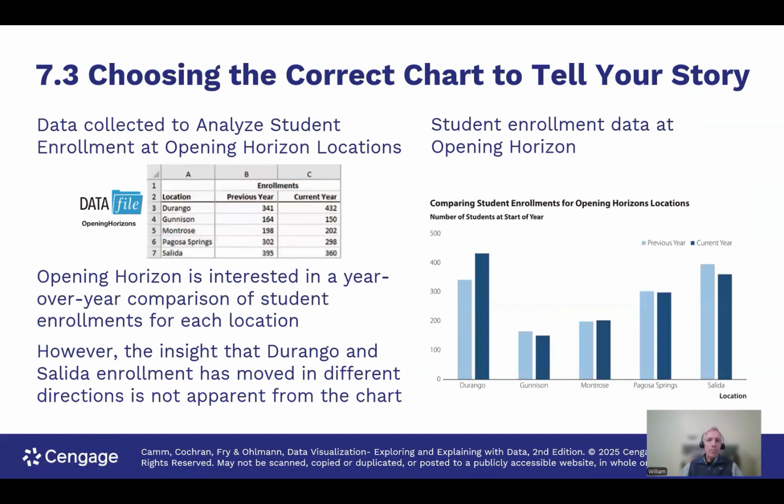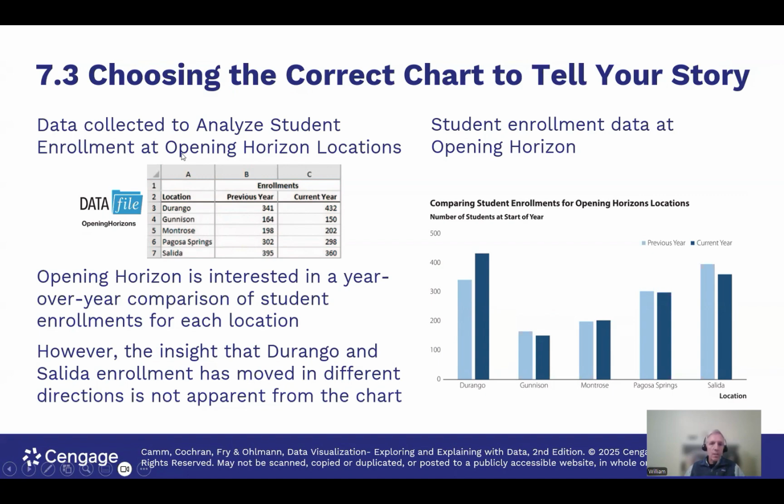Okay, so choosing a correct chart is important, and that's why I ran you through that last week. I ran you through that sort of progression from a box chart to a, not sure what the final chart was, but it's really important to think about what kind of chart you use and how you tell your story. So this is student enrollment at Open Horizon locations. Looks like there's 1, 2, 3, 4, 5 of them in Colorado: Durango, Gunnison, Montrose, Pagosa Springs, and Salida.